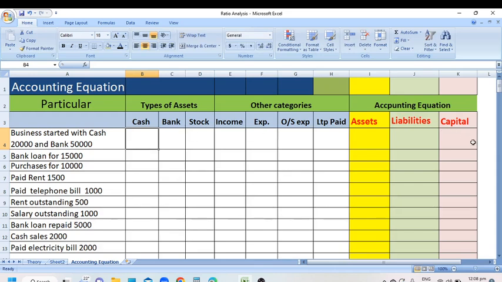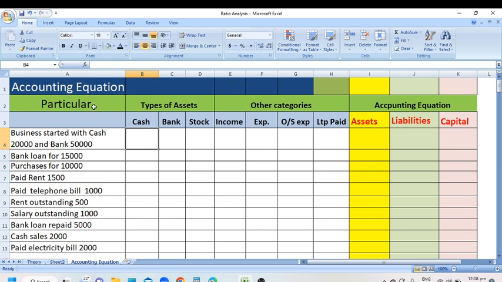How are you today? Today we are going to learn the accounting equation again, and this time we will look at the format and all the categories of the assets and other categories, and we will see how these affect assets, liabilities, and capital, which is the accounting equation as a whole. I already made two videos. You can check those videos so that you can get an idea what the accounting equation is and how it works.